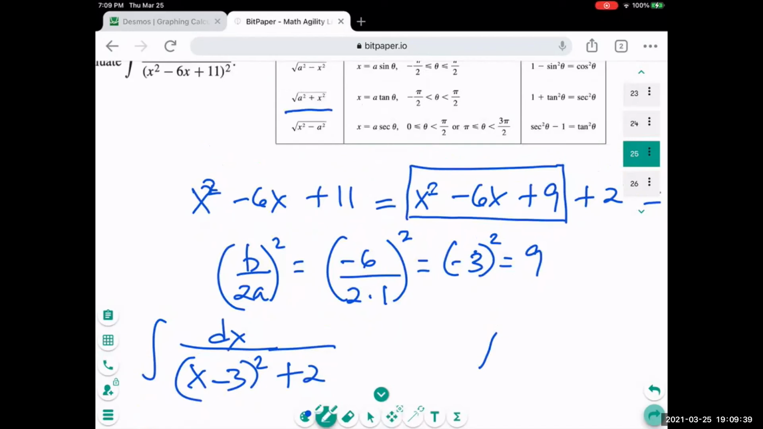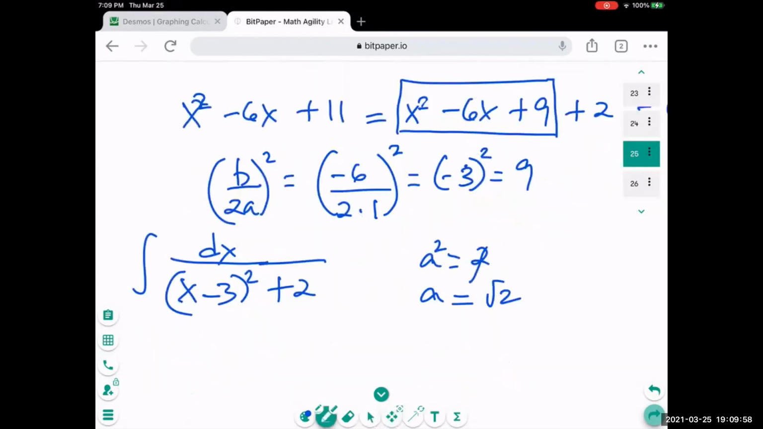So, let a squared equal 2. So, a would be square root of 2. And then, x equals a tangent theta. So, x equals square root of 2 tangent of theta, right?